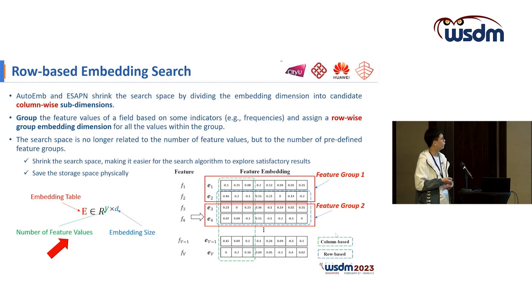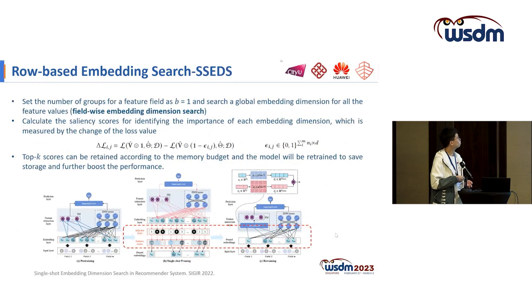The advantage of this method is that it can shrink the search space, making it easier for the search algorithm to find a satisfactory result. Besides, it can save storage space physically, because all the features within a feature group will use the same embedding dimension, so it can reduce the space.